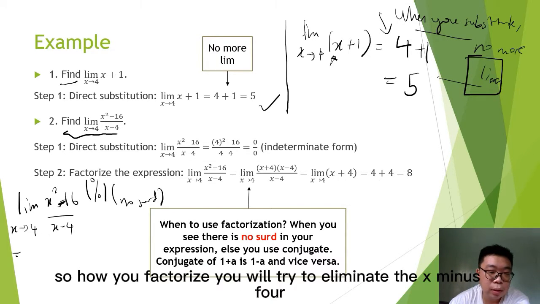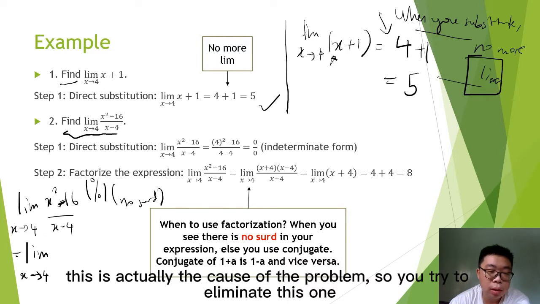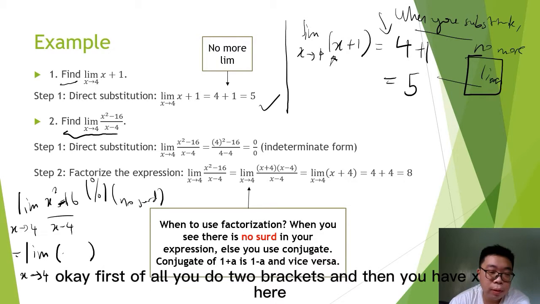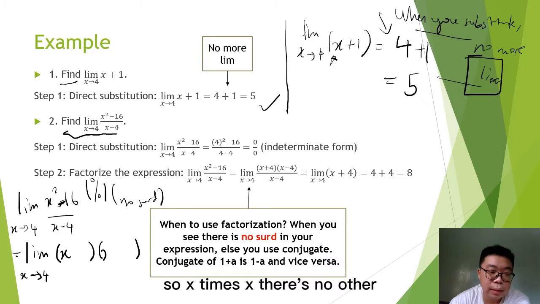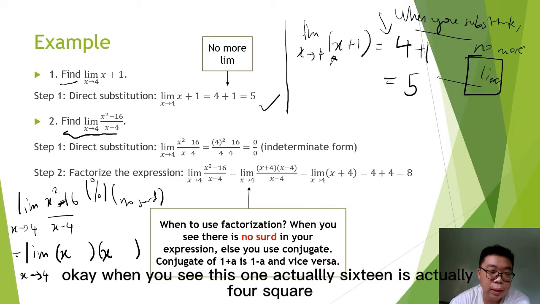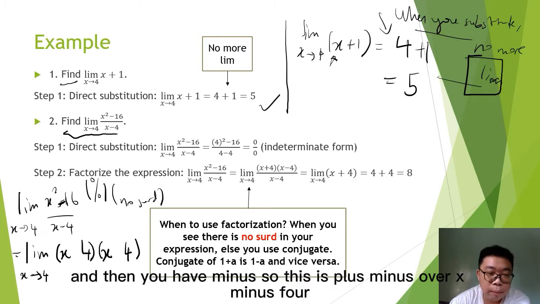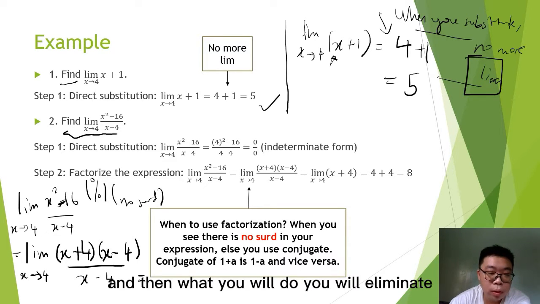So if there's no surd, you use factorization. How do you factorize? You will try to eliminate the x minus 4. This is actually the cause of the problem, so you will try to eliminate this one. You start to do factorization. First of all, you do two brackets, and then you have x times x, there's no other thing you can do. Then 16, which is actually 4 squared, so you put 4, 4. And then you have minus, so this is plus minus over x minus 4. And then you will eliminate.